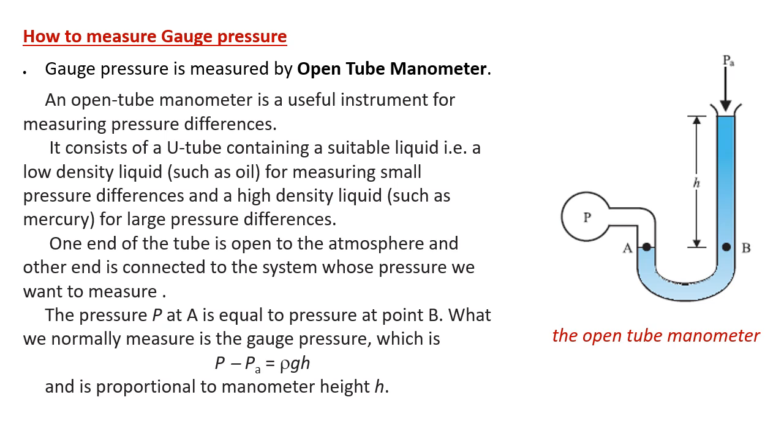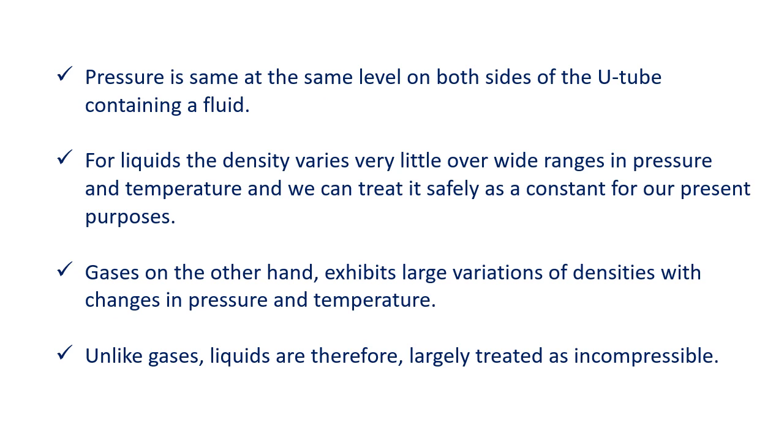and we know that P minus PA equals rho g h and is proportional to the manometer height h. Pressure is the same at the same level on both sides of the U-tube containing fluid. For liquids, the density varies very little over a wide range in pressure and temperature, and we can treat it safely as a constant for our present purposes. Gases, on the other hand, exhibit large variations of densities with changes in pressure and temperature. And unlike gases, liquids are therefore largely treated as incompressible.